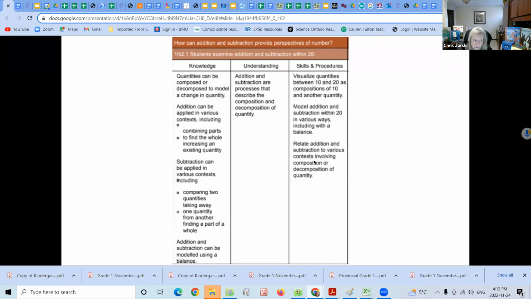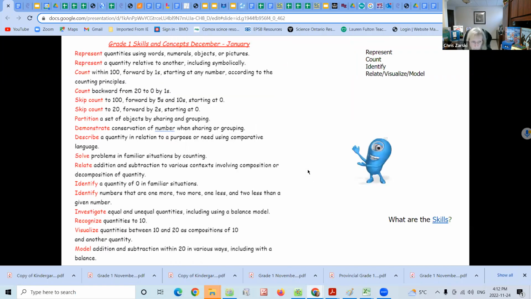Relate addition and subtraction to various contexts involving composition and decomposition. And again, we're going to look at that even from money and from a base 10 block perspective. Okay, so let's start off first with the words that you see in red. Those are the skills that I was talking about when we looked at the curriculum document for December, January, and February. So when I look at those skills, that's what you have in red.